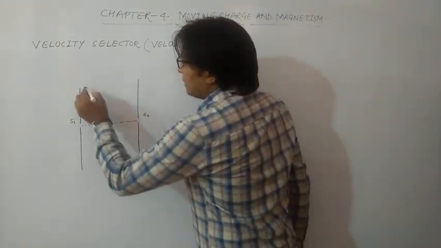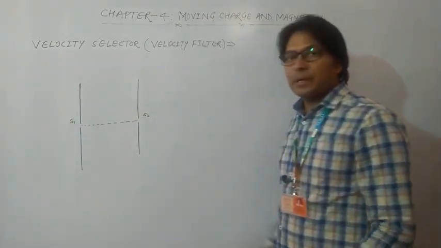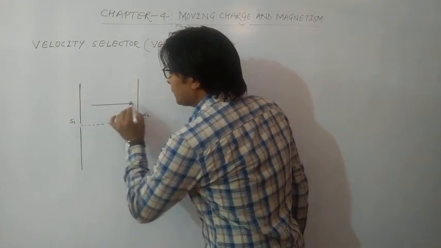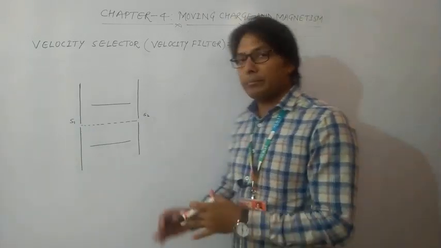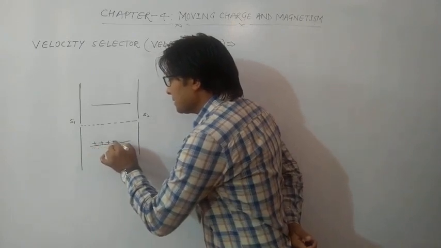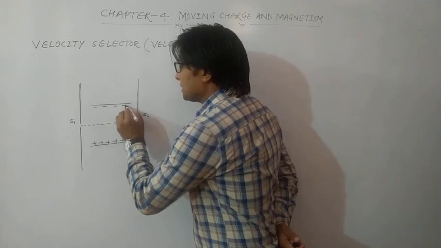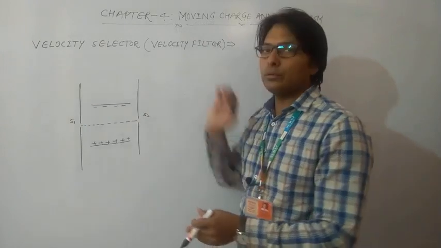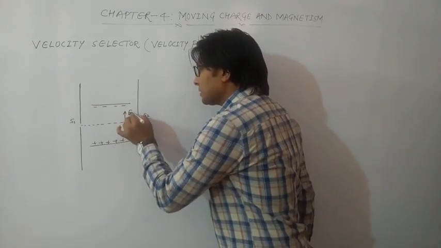Now, within these two slits, two charged plates are placed so that an electric field can be generated. Suppose this is the positive plate and this is the negative plate. You can see the direction of the electric field will be from the positive to the negative plate, so the direction of the electric field will be in this direction.